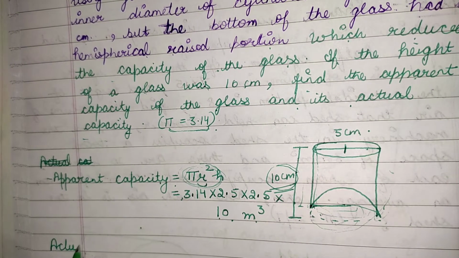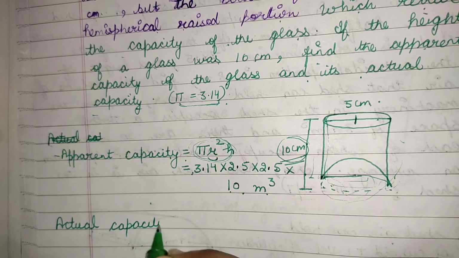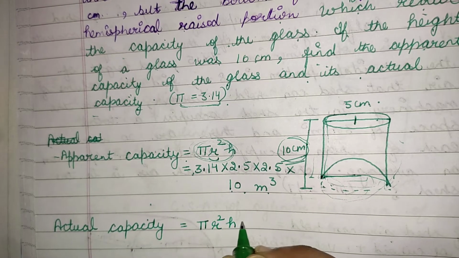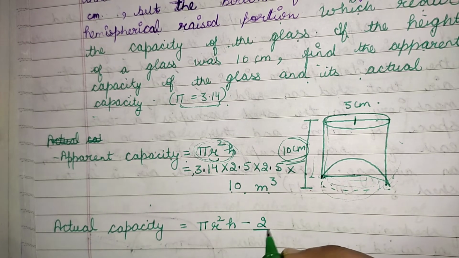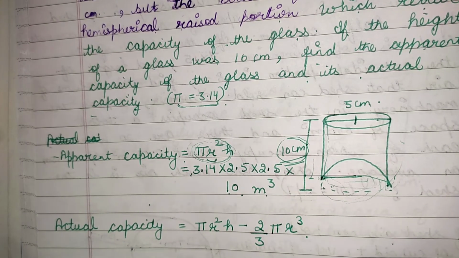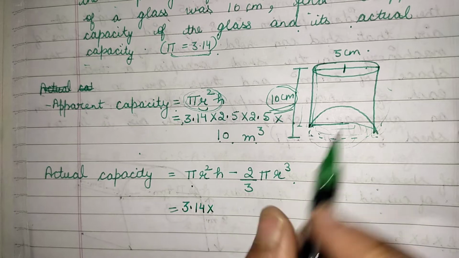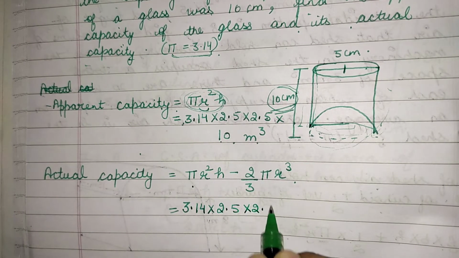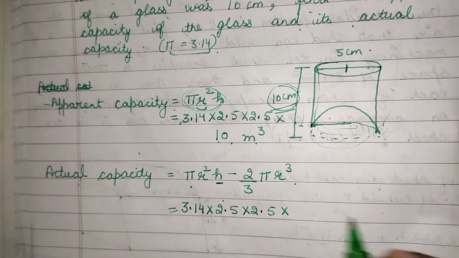So actual capacity is what? Actual capacity is when the hemisphere is there. So what we will do? We will subtract the volume of this hemisphere, which is equal to 2 by 3 pi r cube. Okay, so now put the values: 3.14 into radius, which is again 2.5 into 2.5, into now what will be the value of h?